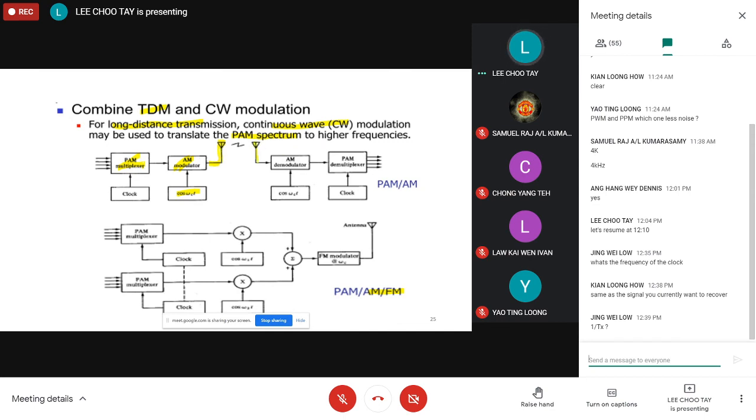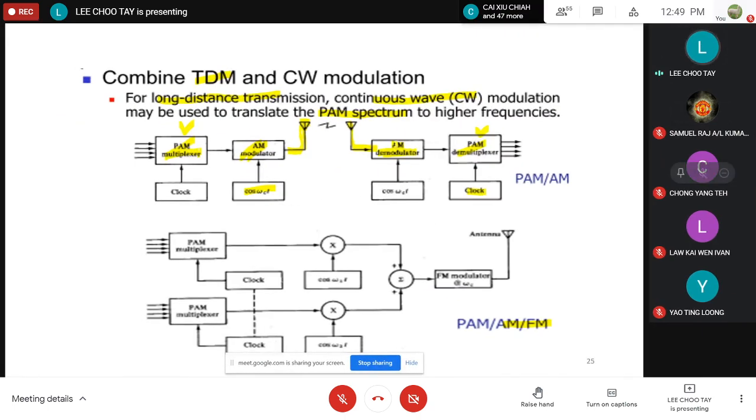Then at the receiver, because the signal is amplitude modulated, you need to perform demodulation. And then followed by the PAM demultiplexer. So now you have to split the signals, because here you combined the signal. Now you need to split the signal. And again, to split the signal, you need the clock. And of course, to demodulate the signal using the AM method, because we are using double sideband suppressed carrier here, you need a carrier component at the receiver in order to recover your signal.